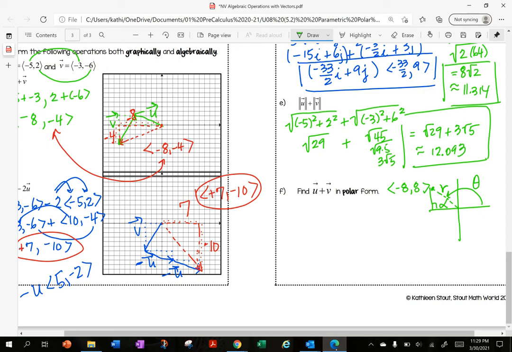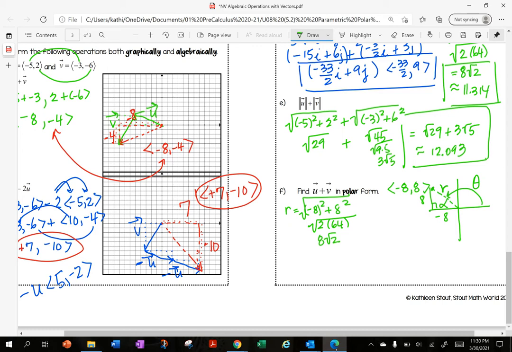So r equals, r is the hypotenuse, so this is -8 and 8. So the square root of (-8) squared plus 8 squared. So that's 2 times 64, which is going to be 8 times the square root of 2.